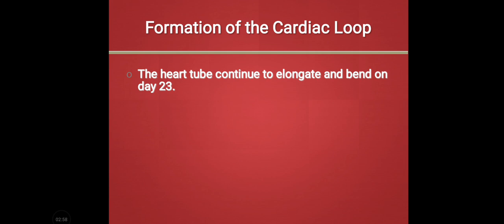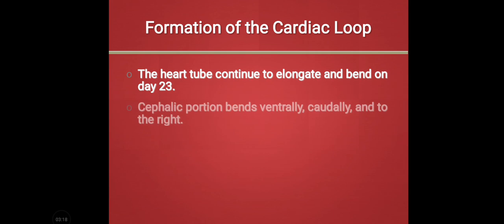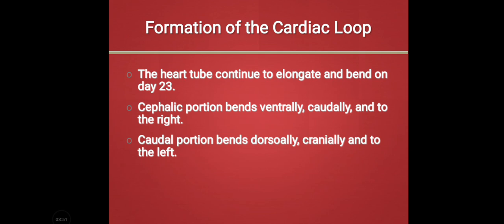This heart tube starts to elongate and bend on day 23, and this elongation and bending terminate on day 28. The heart tube has two ends, cephalic end and caudal end. The cephalic end bends ventral, caudal, and to the right. So it bends anteriorly, inferiorly, and to the right, while the caudal end opposite to it bends dorsally, cranially, and to the left.